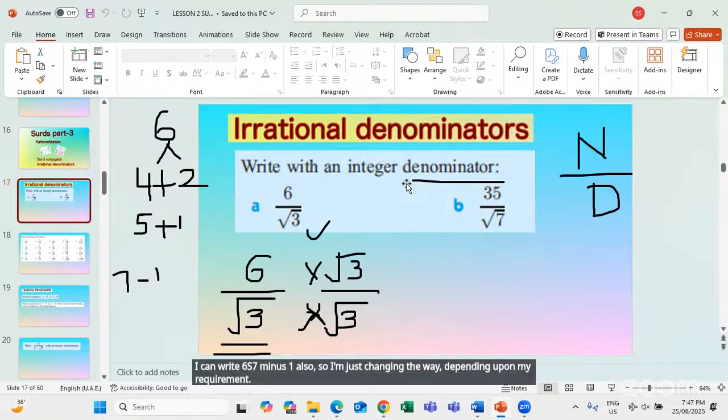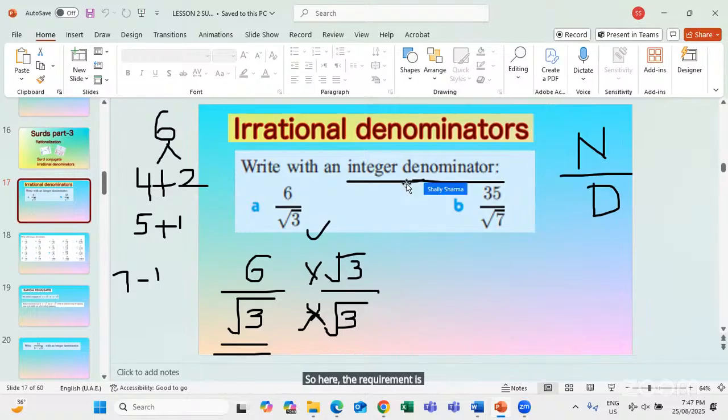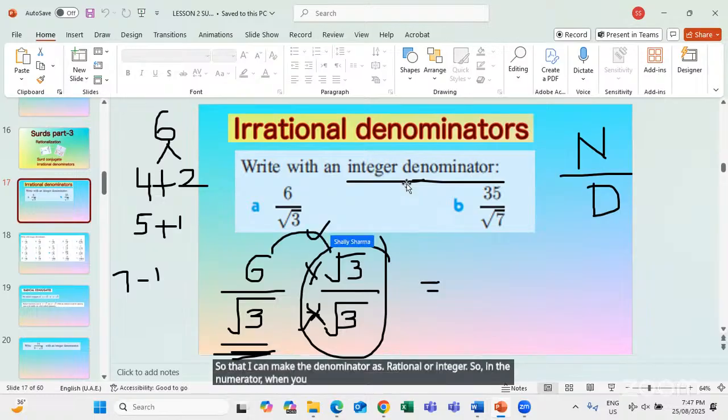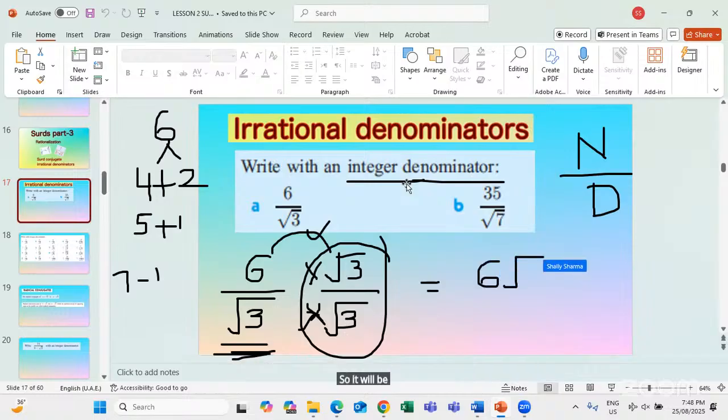So I'm just changing the way depending upon my requirement. So here the requirement is an integer denominator. So for that I need to times it by root 3 and divide by root 3, whatever is written here as a single term, so that I can make the denominator rational or integer. So in the numerator, when you times these two, 6 multiplied by root 3, it will be 6 root 3, and the denominator is root 3 times root 3.